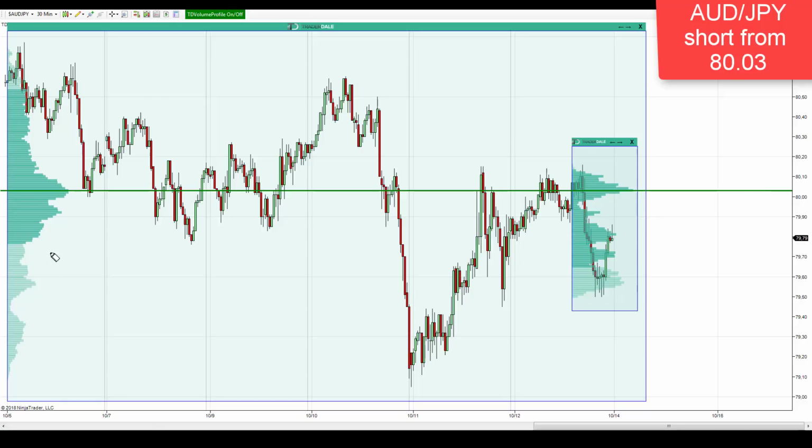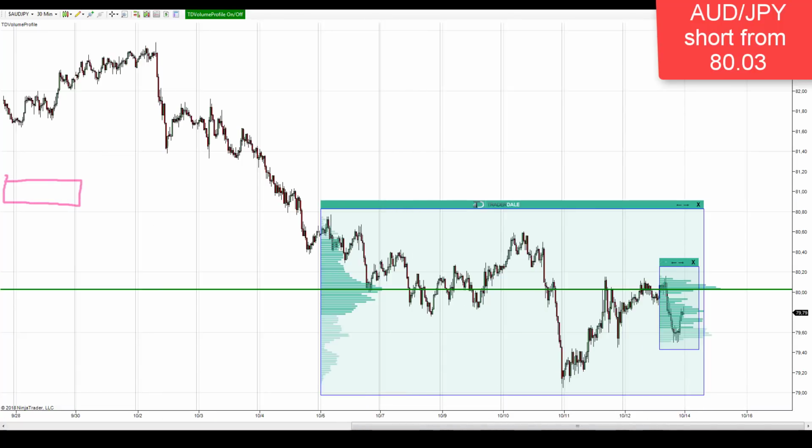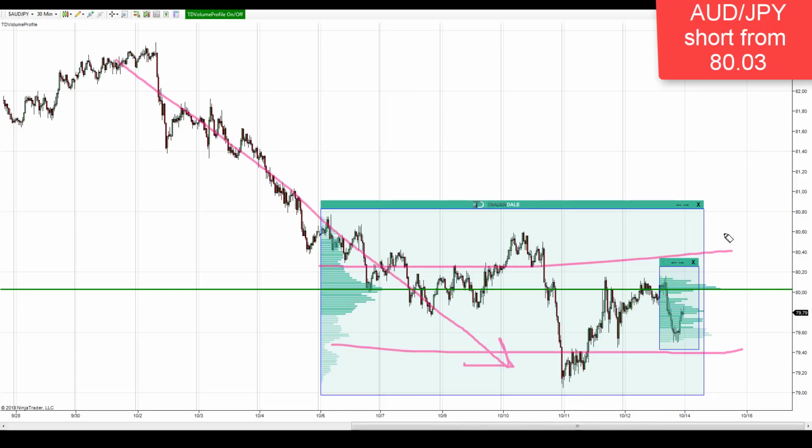Also, if you look at the bigger picture, if you look at the cumulative profile of this whole area, then you can see that the point of control of this whole area is right at the level, which is another confirmation. Another thing that I would like to show you on the Australian dollar Japanese yen is that there is a downtrend and currently there is sort of rotation, and for that reason I'm more interested in short trades because of the downtrend, and the point of control of this rotation seems like a perfect place for a short, and also there is the volume accumulation, so I think that this is a pretty nice place to go short from.